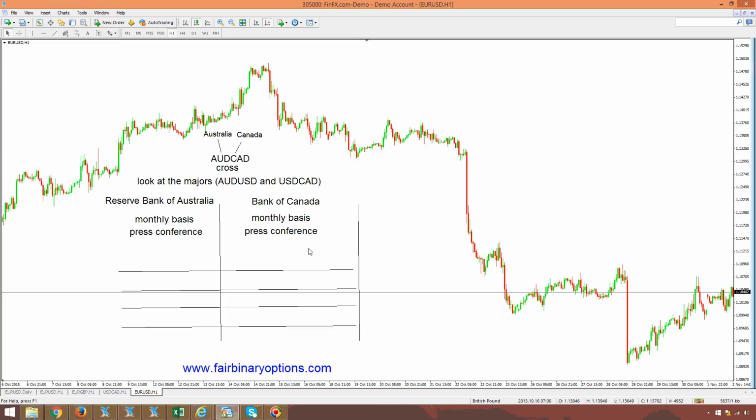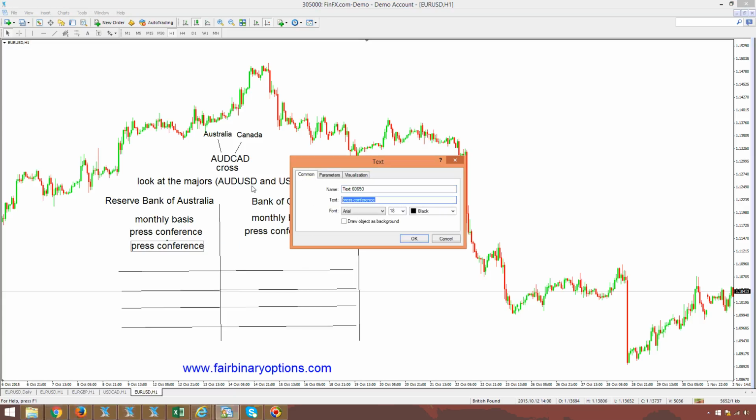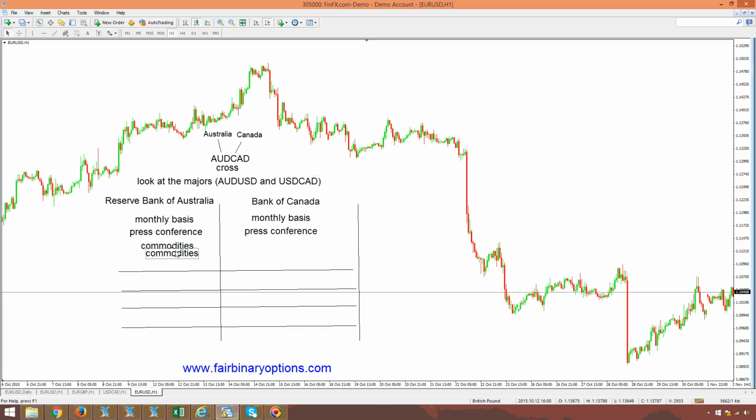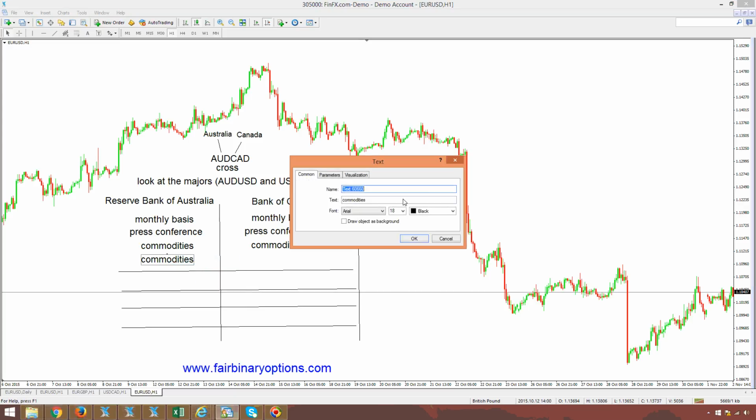So besides that, what matters the most for these two currencies in order for the whole cross to move? Commodities. We are talking about commodities here. So watch a commodity index, watch general commodities, watch in particular commodities in order to see where they are going, as they will affect these two pairs the most.